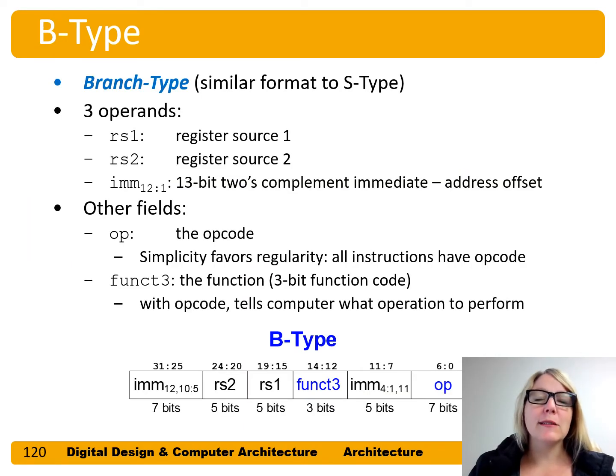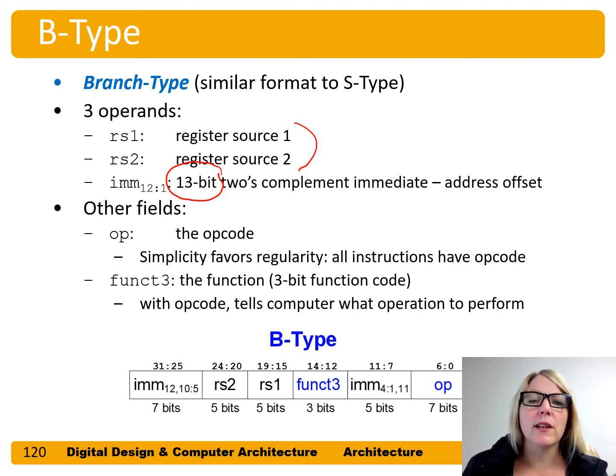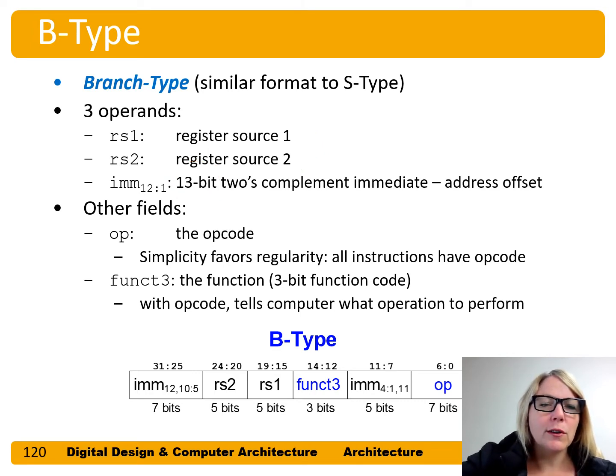The B-type instruction is similar to the S-type instruction. B stands for branch, and it's used for branches. It has 2 source operands, RS1 and RS2, and has an immediate that's encoded in 12 bits of the instruction, but this time we're encoding a 13-bit two's complement immediate. This is the address offset. Even though we're using only 12 bits of the instruction to encode it, we're actually encoding a 13-bit immediate. We do this by not encoding bit 0 of the immediate, and we'll talk about why we can do that. As before, we also have the opcode and the func3 bits.